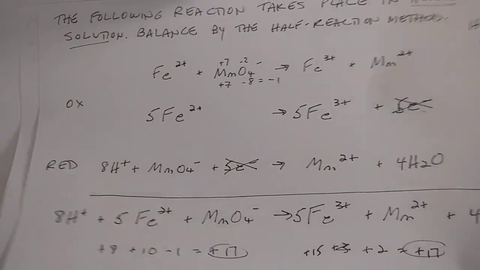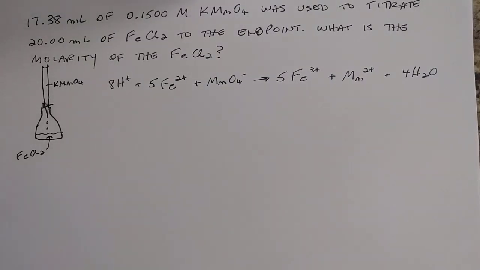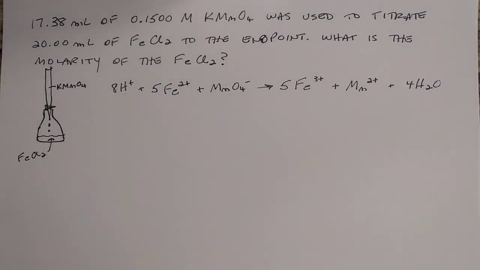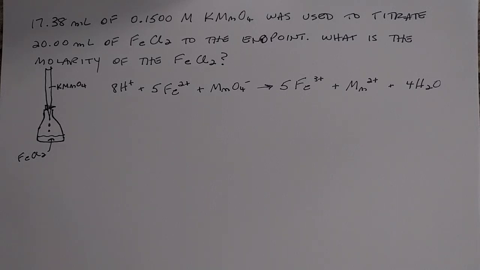And then remember that we can do titrations with redox reactions. So we'll use that previous reaction and look at this problem. 17.38 milliliters of 0.1500 molar potassium permanganate was used to titrate 20.00 milliliters of iron(II) chloride to the end point. What is the molarity of the FeCl2?